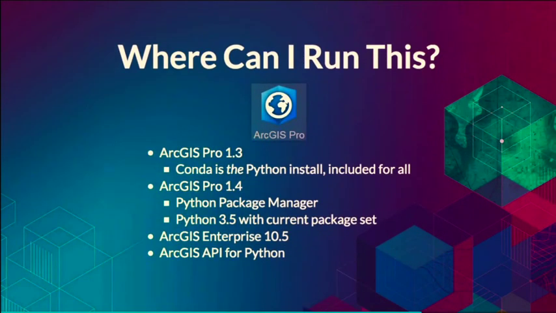Where can you run this? At ArcGIS Pro 1.3, Conda is the Python install, and one of the things is that at 1.3 we shifted to including a full Python in every install. Prior to that in Pro you had to install a separate package. That's no longer the case. At Pro 1.4 we upgraded the Python to 3.5, which is the current release at the time of the Pro 1.4 release. There's 3.6 out now, and we included this package manager that we've been showing you today.